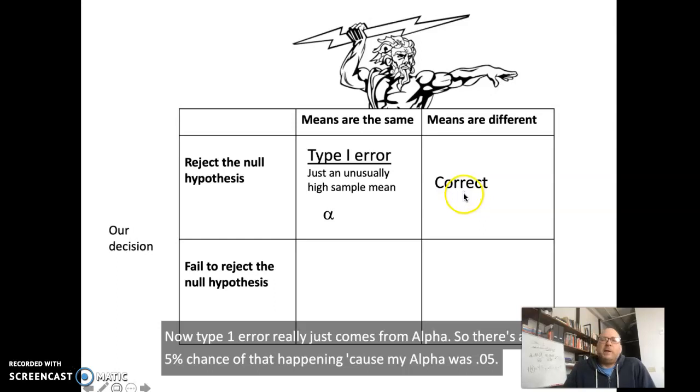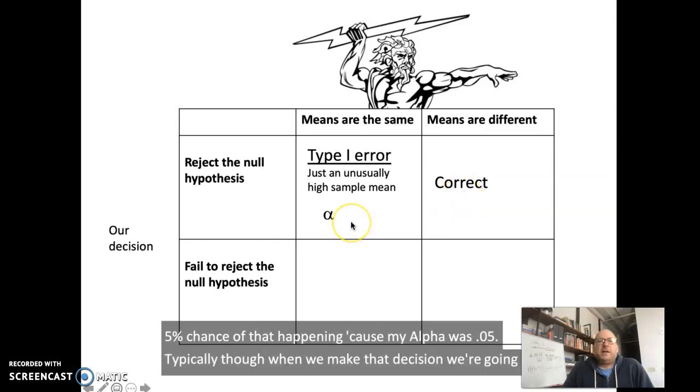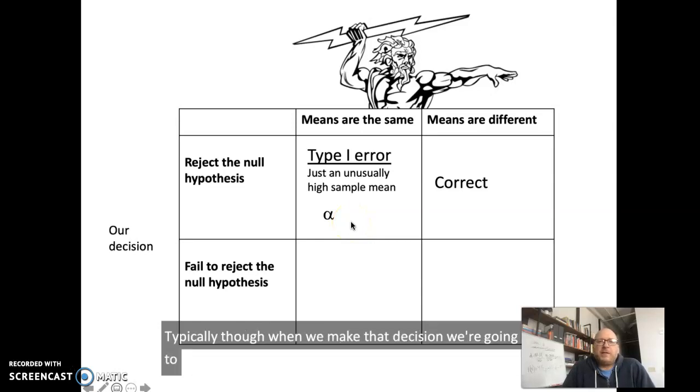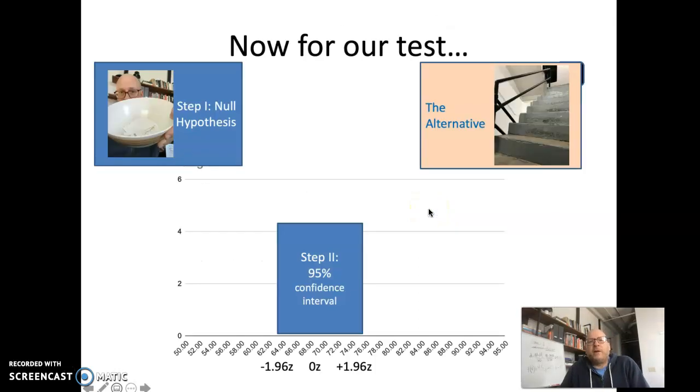Typically, though, when we make that decision, we're going to be correct. Okay, so when we reject the null hypothesis, we're going to be correct most of the time. We're going to say the means are different, the groups really are different, and we'll be correct. All right, so that's what a type 1 error would be. We don't ever know for sure if we've done it or not. We only know that it's going to happen about 5% of the time. So what is this other kind of error?